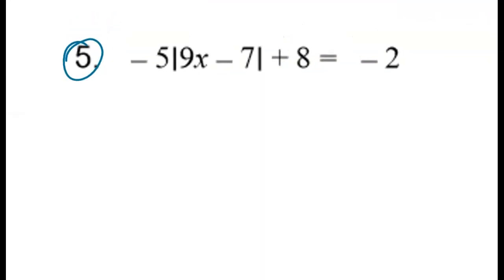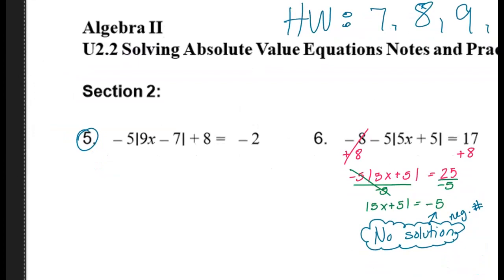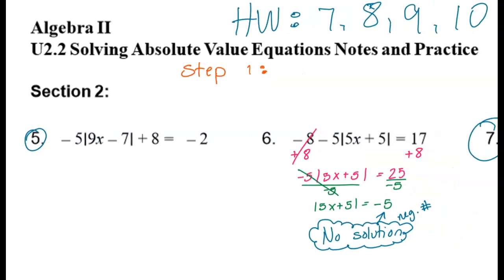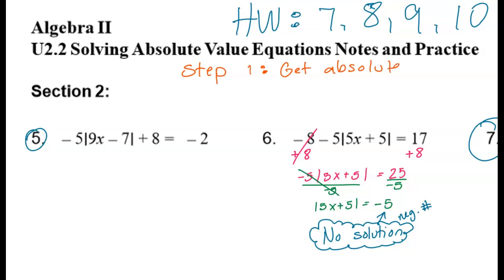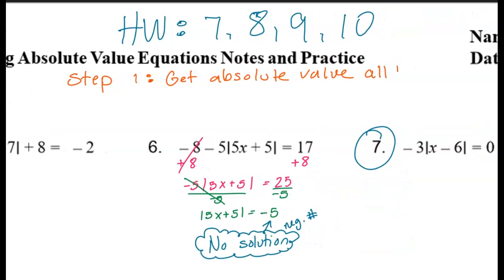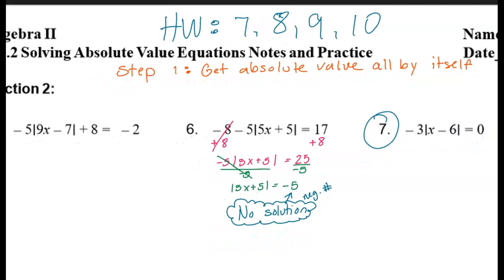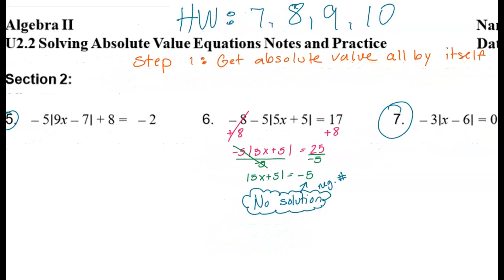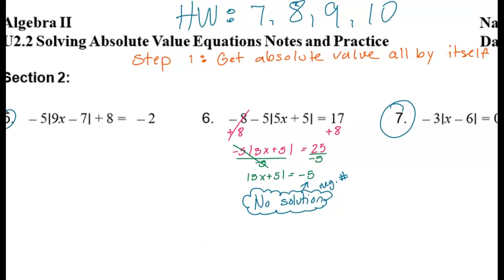So, our first step, if I was to lay out the steps of this process. Step 1, what do you think it is? What did we do first? Right. We have to isolate the absolute value. We have to get the absolute value all by itself. So that's what we're going to do first. We're going to get the absolute value all by itself. These problems are harder because the absolute value is not all by itself.